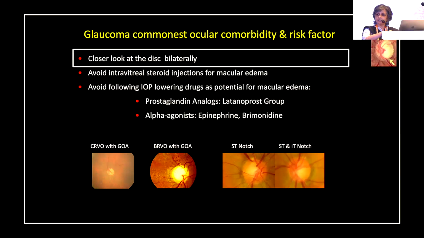Now, when we are looking at a patient with RVO, it is very important to look for glaucoma. This is the most common ocular comorbidity. Look at the disc very carefully, even the other eye. Sometimes it's the other eye which has an advanced glaucomatous disc. And once we know there is glaucoma, then avoid intravitreal steroid injections. And the glaucoma specialist should avoid using glaucoma medication which can increase the risk of recurrent cystoid macular edema.